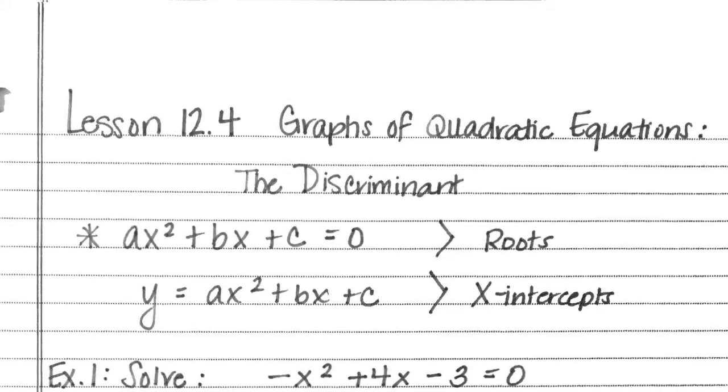All right, we are moving into the discriminant. The discriminant is a little formula that's going to tell us how many roots. So we have to remember what the word roots means. Roots means solutions or x-intercepts. Sometimes they give us a bunch of different words. Remember, an x-intercept is when y is 0. And we are in lesson 12.4.